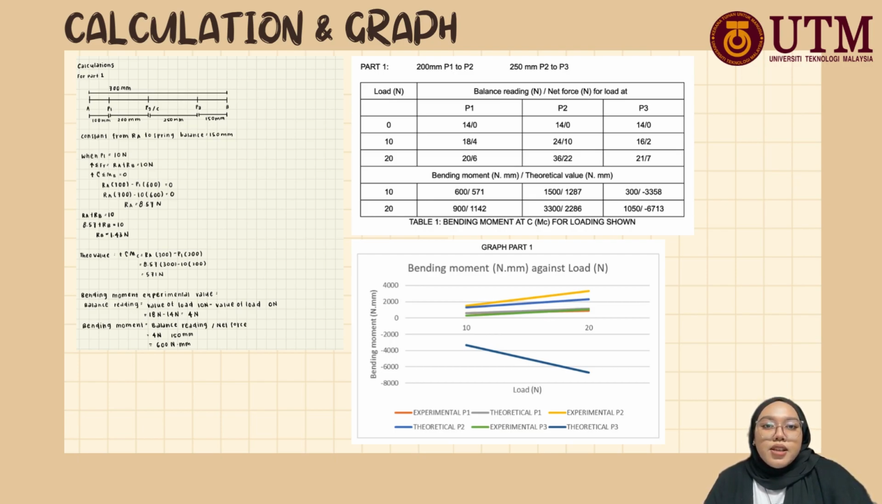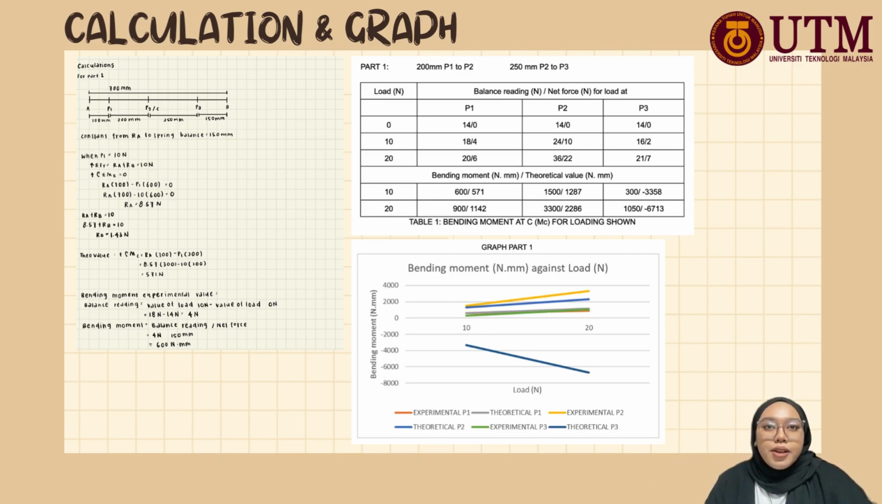The net force is determined by subtracting the balance reading at 10 Newton and 20 Newton from the reading at 0 Newton. The bending moment is then calculated by multiplying the net force with the constant distance from the pivot to the spring balance, which is 150 mm.